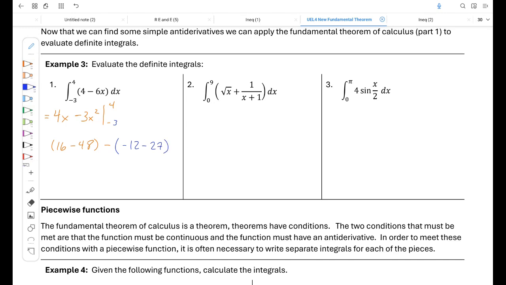Yep, cool. I don't know. I haven't done it yet. What's that? Yeah, you're squaring a -3, so yep.